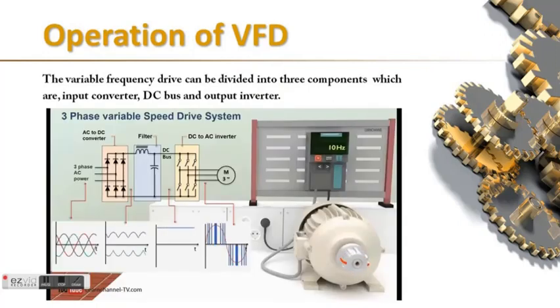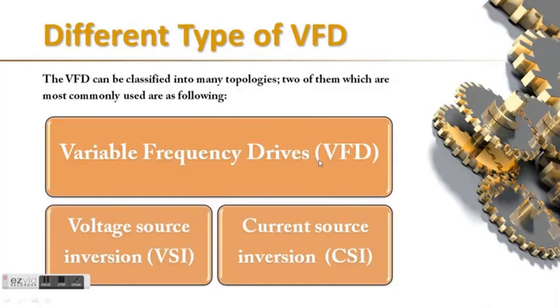Operation of VFDs. The variable frequency drive can be divided into three components, which are input converter, DC bus, and output inverter. When three-phase AC voltages are applied to the input converter, they are rectified by a three-phase rectifier, which converts the AC voltages into DC voltages. The DC voltage output has AC variations which can be filtered using a power capacitor. The capacitor removes ripples in the output from the input converter and smooths out the waveform. The filtered output is fed into three IGBTs in order to make three-phase AC voltages of desired frequency.